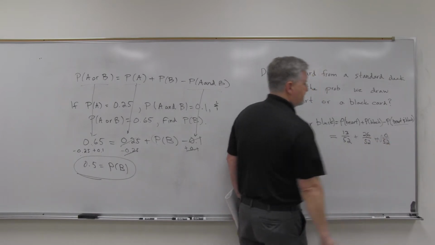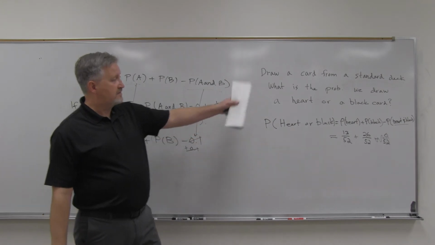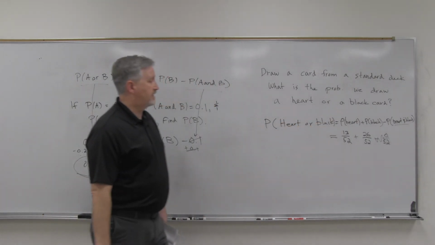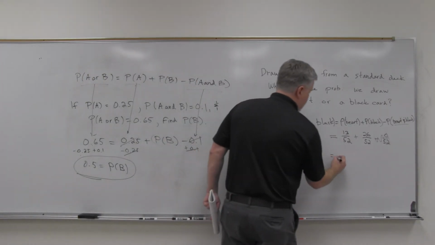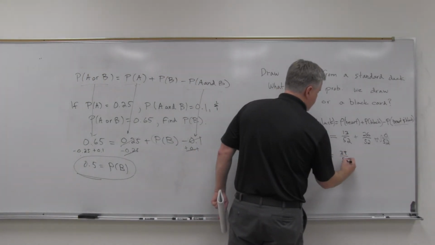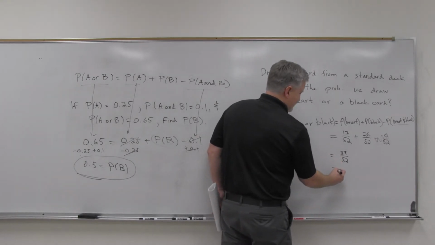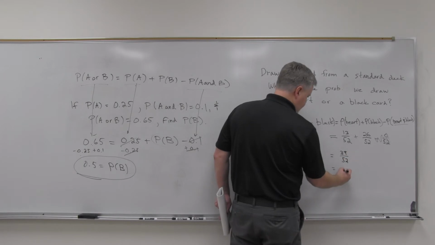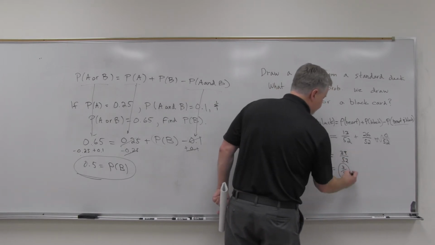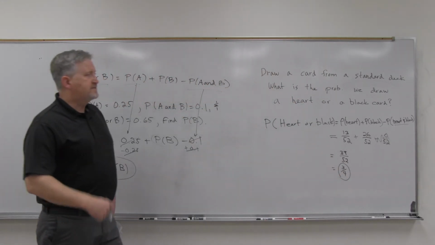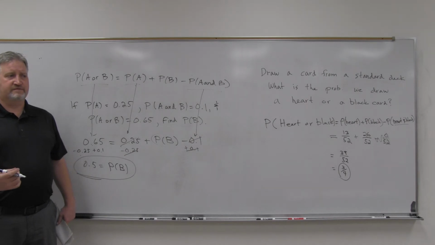Essentially, this part is nothing. You're just adding the probability of hearts plus the probability of blacks. That's 39 out of 52, which reduces by 13 to 3/4, or 0.75. Anyway, this is an example of what are called mutually exclusive events.